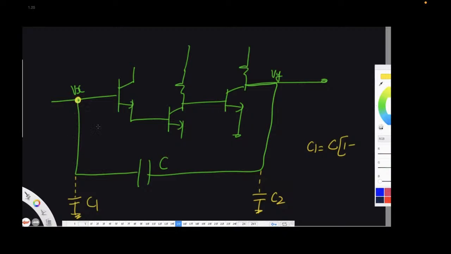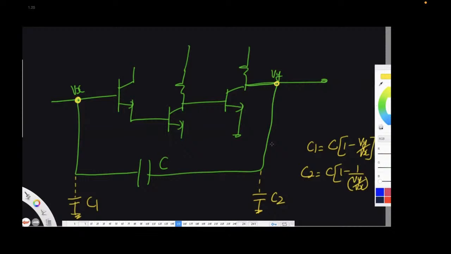Its left leg is connected here, right leg is connected here. So you have to write 1 minus Vy by Vx and C into 1 minus 1 by Vy by Vx. Wherever there is a capacitor which is ungrounded, you can replace it by two grounded capacitors. Similarly, wherever there is a resistor ungrounded here, it can be replaced by two grounded resistors, right?